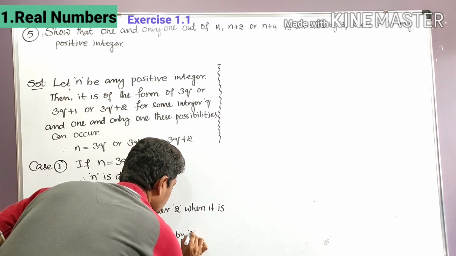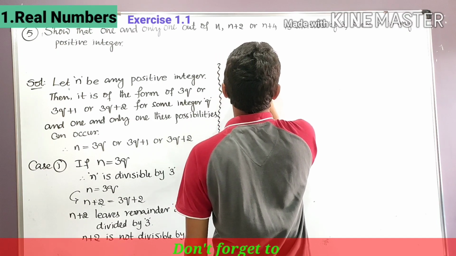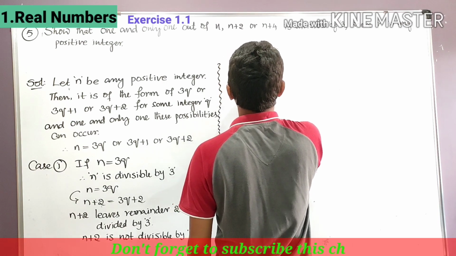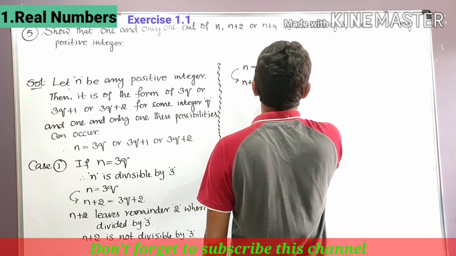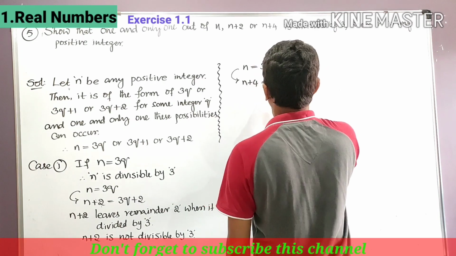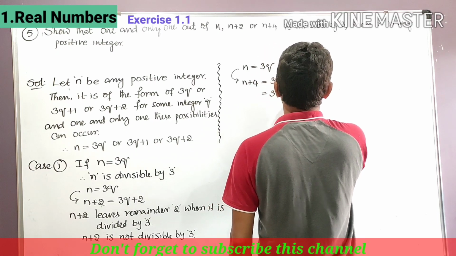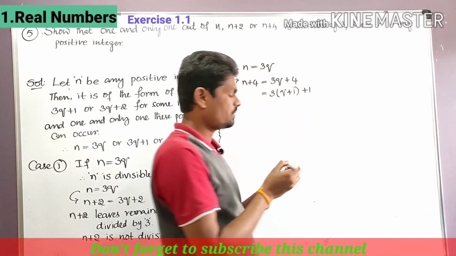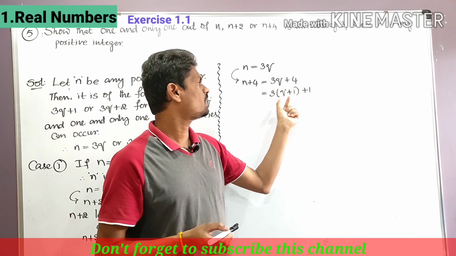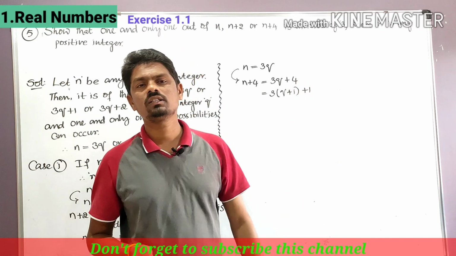So again you have to check n plus 4. If n is equal to 3q, you have to check n plus 4 whether it is divisible by 3 or not. By adding 4 on both sides we get n plus 4 is equal to 3q plus 4. So 4 can be written as 3 plus 1, student. If you take 3 as common, 3 into q plus 1, plus 1. Again if you multiply by 3, 3q plus 3 into 1, 3, plus 1. Again we get 3q plus 4.